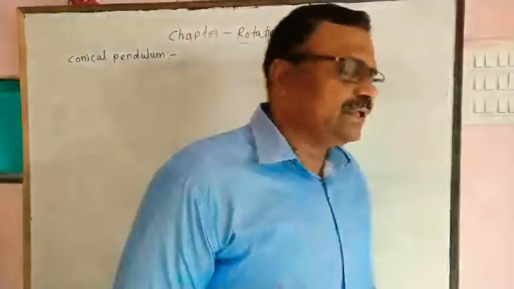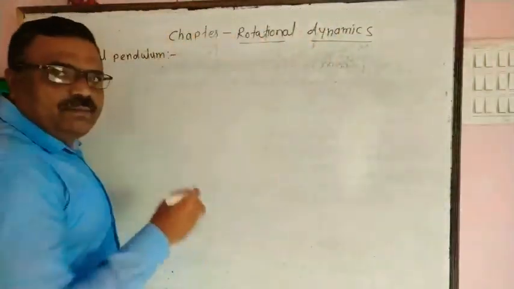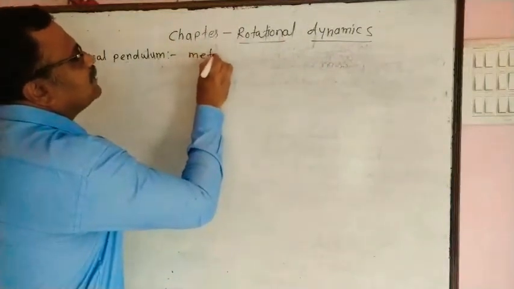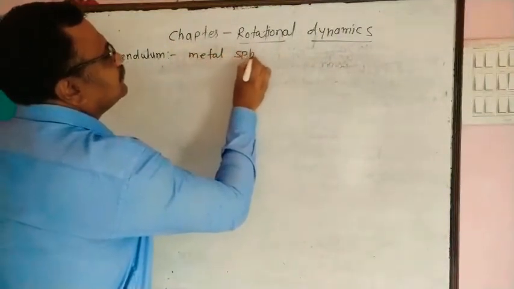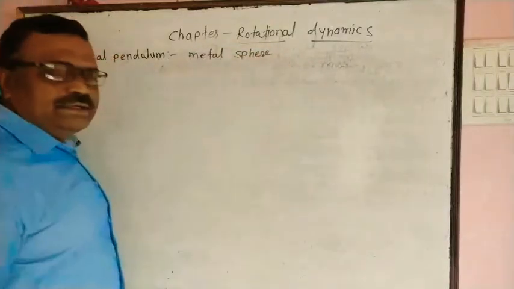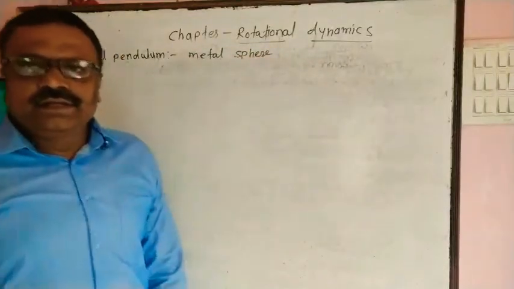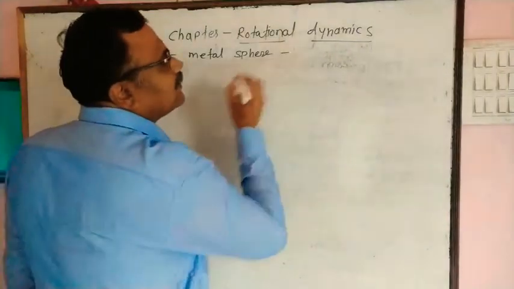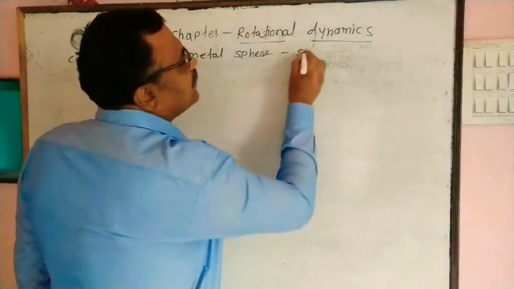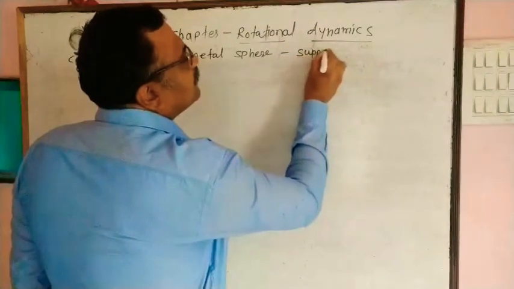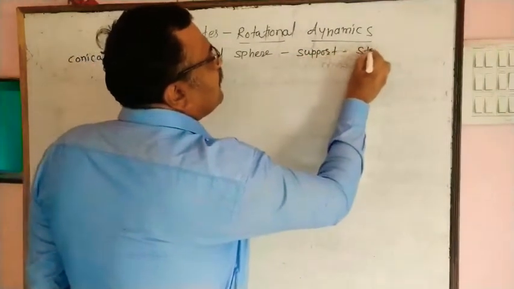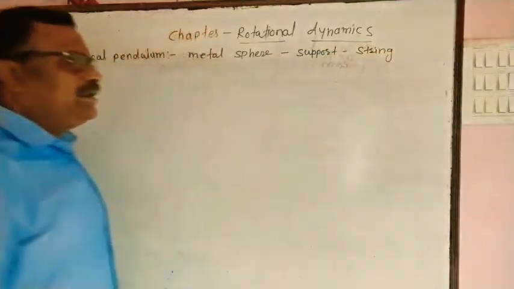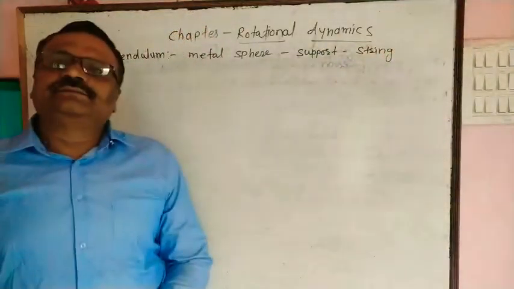Now, construction. A conical pendulum consists of a metal sphere. The radius of this metal sphere is very small. This sphere is connected to the support with the help of a weightless and inextensible string.